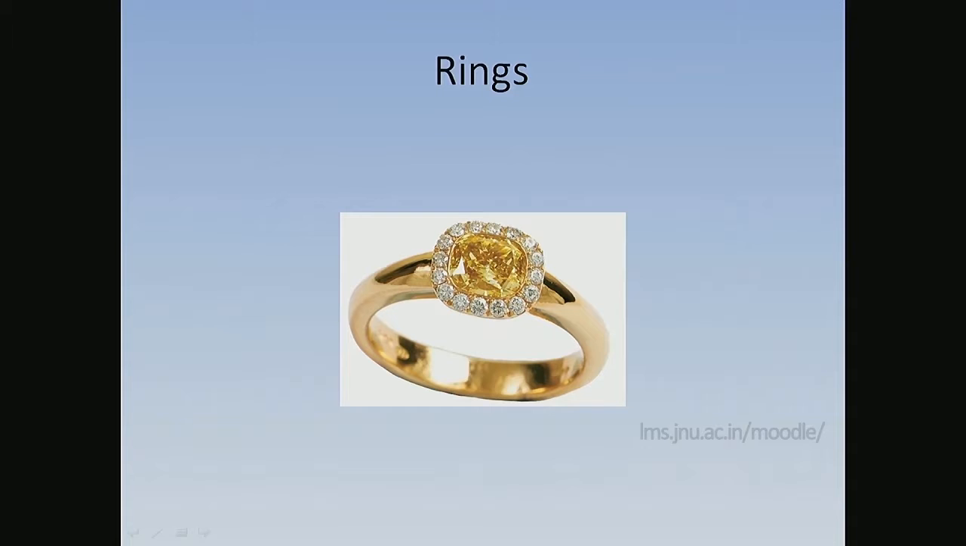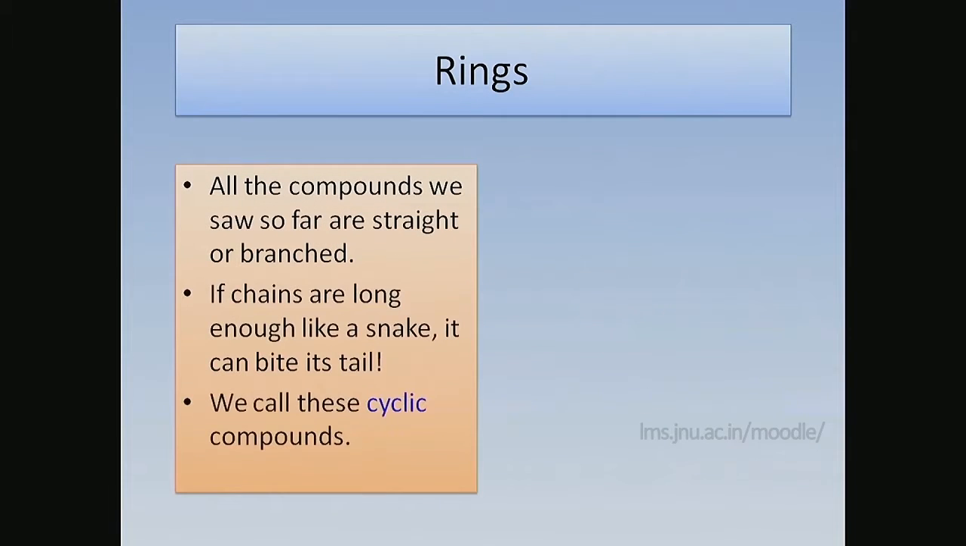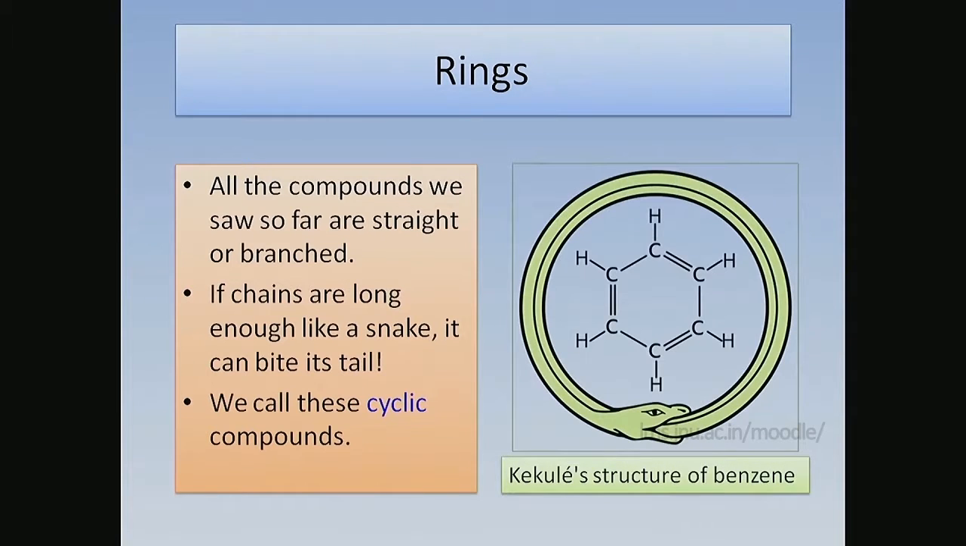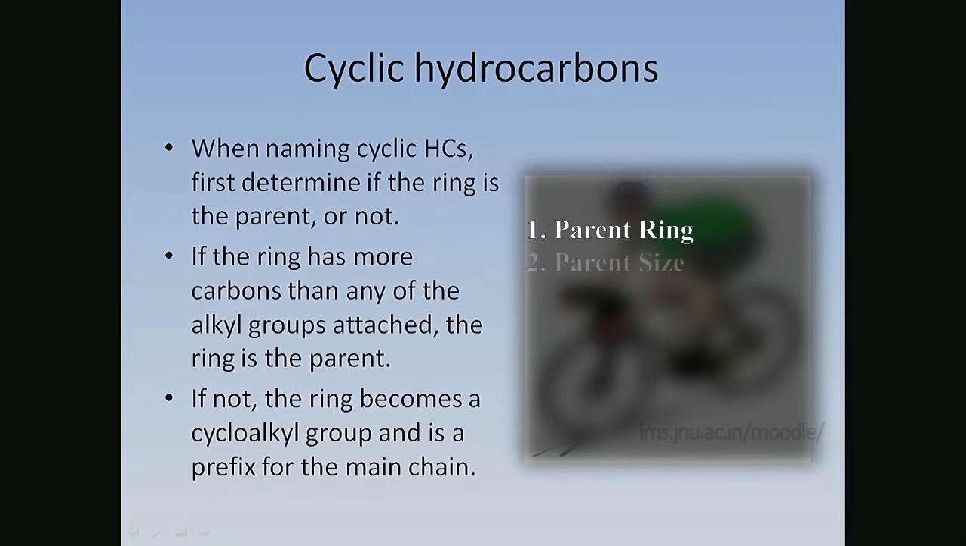And now let us see the rings. These are cyclic compounds. The simplest one is benzene. For the cyclic carbons, what we need to remember is what is the parent ring and what is its size. Then we have to see if any functional group is present and if there is any side chain, etc.